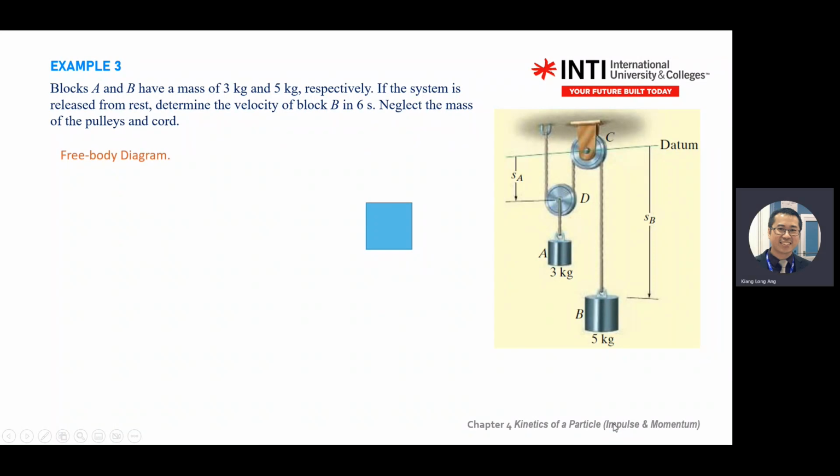Okay, let's go into example 3. Example 3 gives you a pulley system. What is the first step every time you see a pulley system? Datum. Okay. Nico, what is the datum positive direction for B and A?